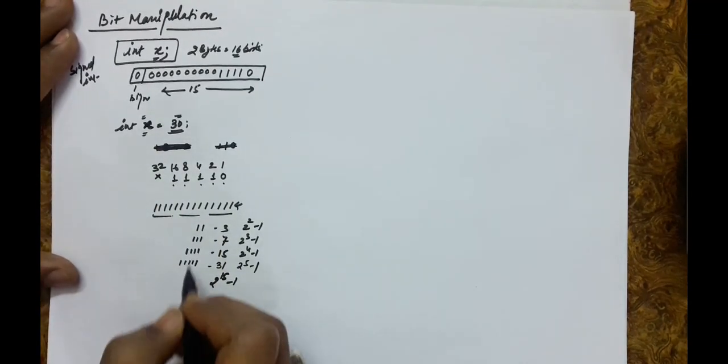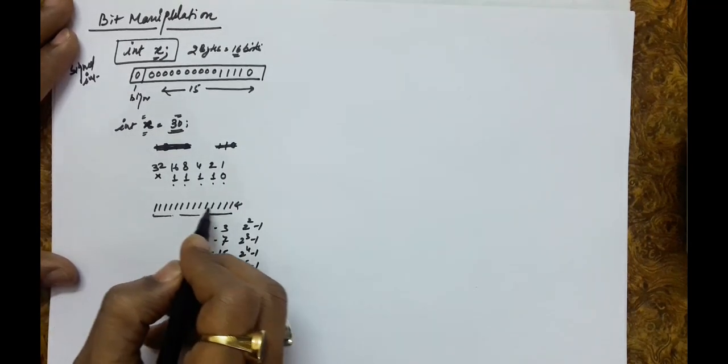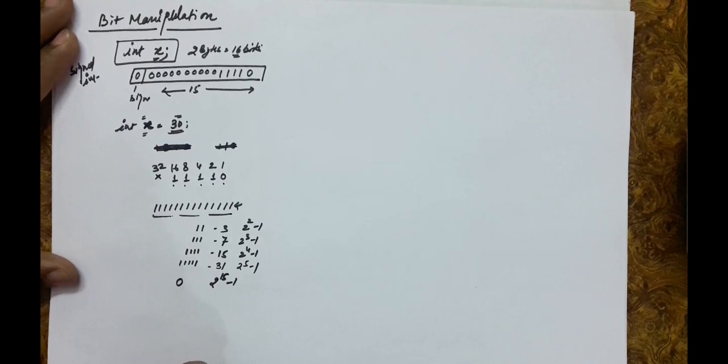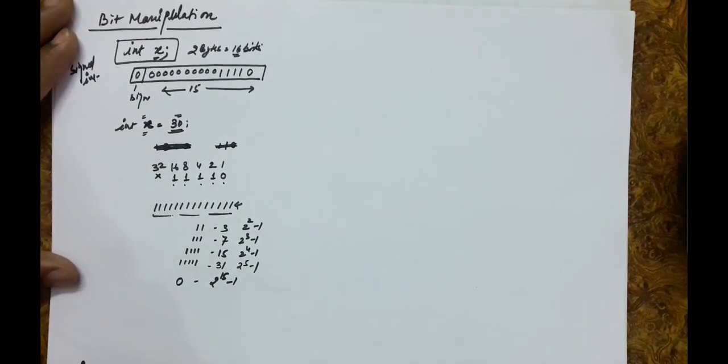Now, what will be the smallest number? Obviously, it will be 0. If there are all zeros in the number, this will be the smallest number. So the positive numbers that can be represented through this integer variable are 0 to 2 raised to the power 15 minus 1.